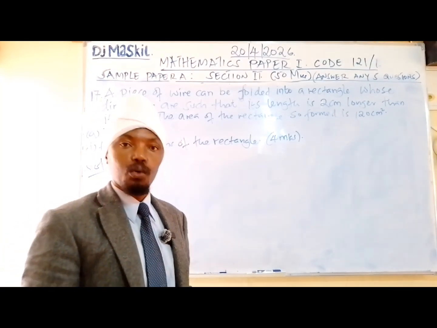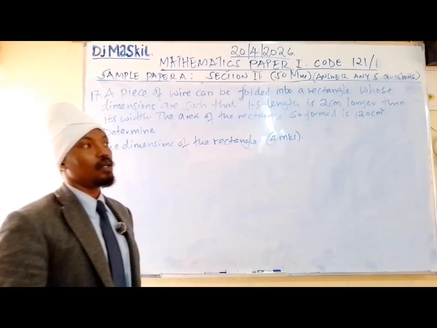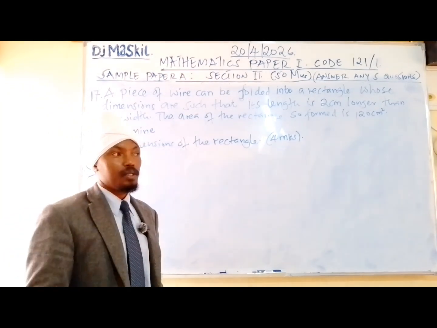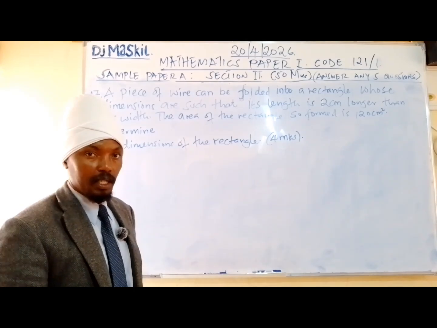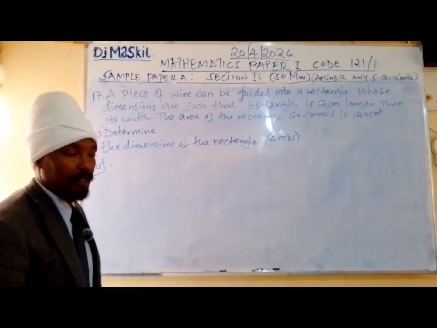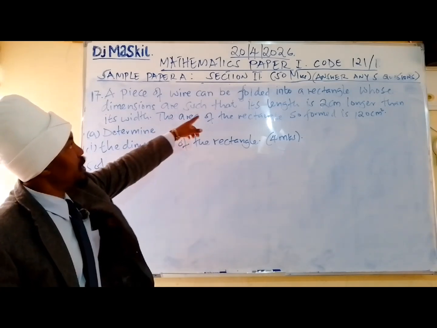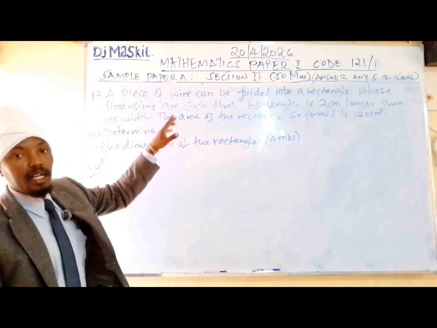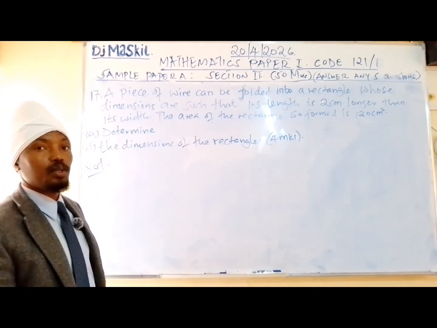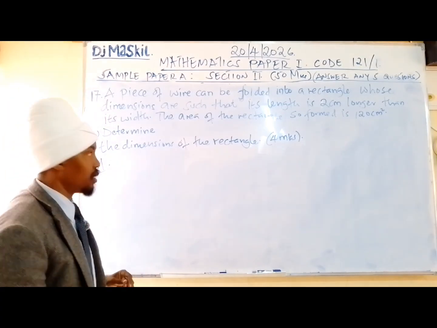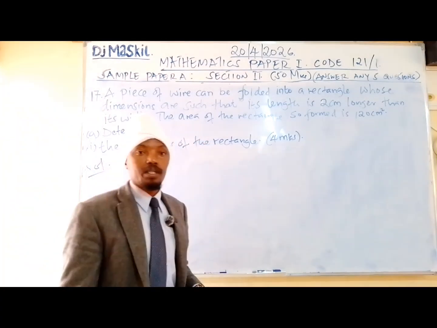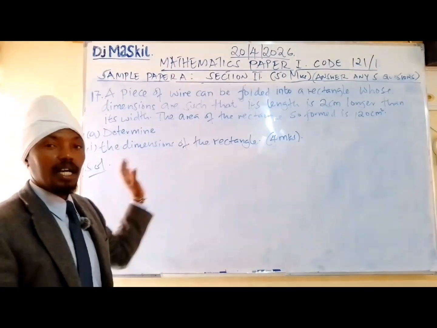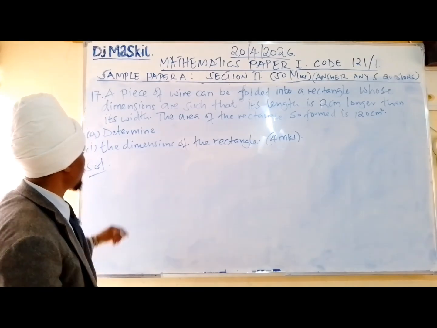Now, in section 2, you are supposed to do 5 questions out of the 8 questions provided. Now, question number 17. A piece of wire can be folded into a rectangle whose dimensions are such that its length is 2 centimeters longer than its width. So the area of the rectangle formed is 120 centimeters squared.